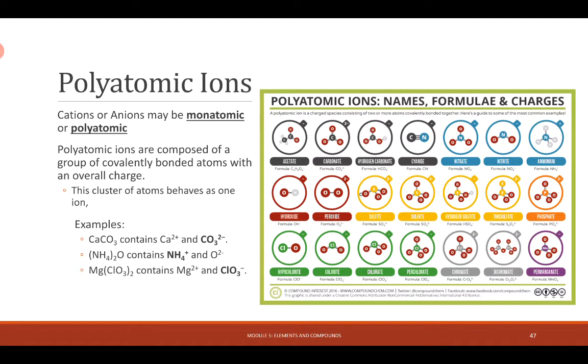These are what's known as our polyatomic ions. So cations or anions can either be monatomic, meaning one atom, or polyatomic, meaning many atoms. And so this figure here does have different polyatomic ions, and their charges are written up in the corner. Polyatomic ions are a cluster of atoms that are held together through covalent bonds, but there is an overall charge to them. And so they behave as one ion when forming ionic compounds.